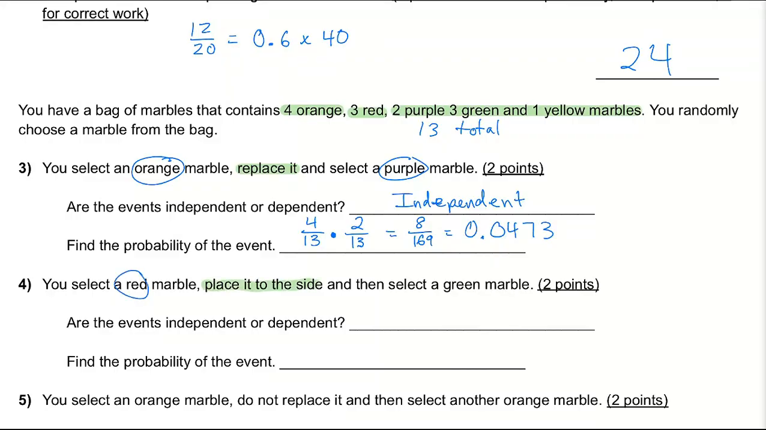Okay. For number 4, you select a red marble, place it to the side. That's telling us whether it's independent or dependent. And then you select a green marble. So because we're putting this to the side, out of the bag, it's not going to be in there for the second choice. So this would be dependent.